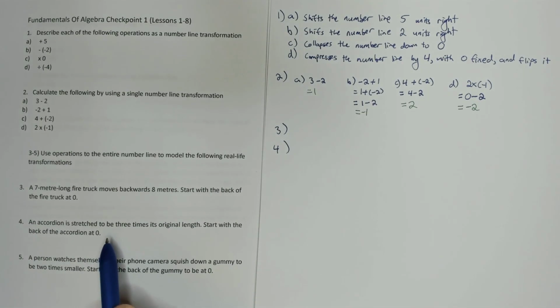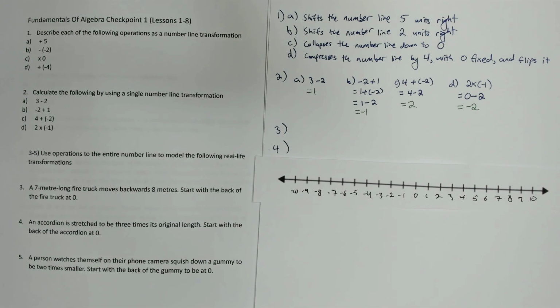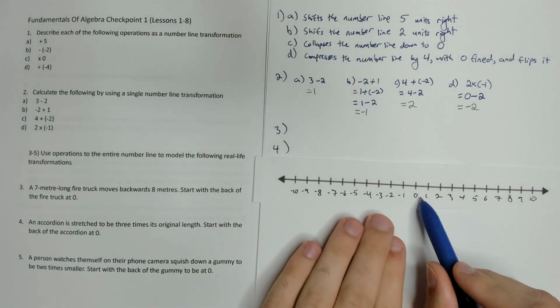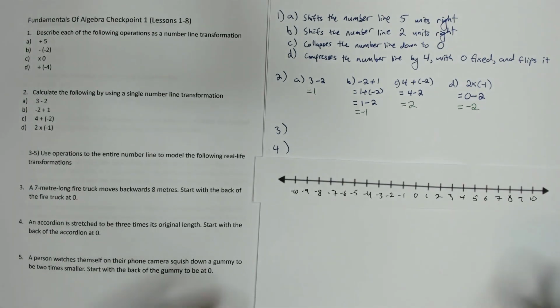An accordion is stretched to be 3 times its original length. Start with the back of the accordion at 0. Okay, so we'll take our number line, and we want to stretch this out to be 3 times longer. Now, the question doesn't actually say how long the accordion is, but that's all right, because it's going to be the same thing. It doesn't matter if the accordion is 5 meters long, 20 meters long, 1 meter long, we're ultimately going to be doing the same thing to the number line, and we can just kind of picture the accordion getting stretched out with the number line accordingly, right?